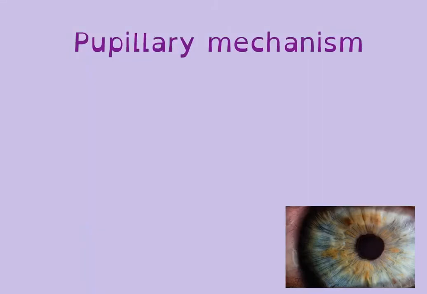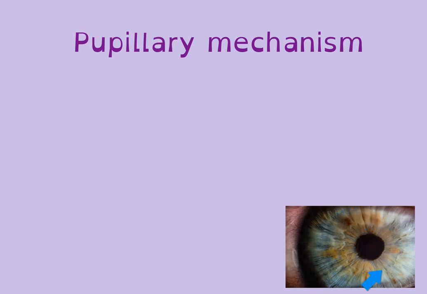The last process that takes place in the eye that you need to learn is the process called pupillary mechanism. So pupillary mechanism is the process by which the pupil gets either larger or smaller depending on the amount of light entering the eye.